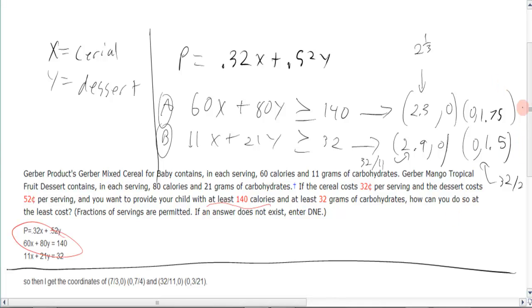All this stuff you see here is just me verifying that what you did is correct. I got the same thing you did, the same equations, and the same coordinates that you got. So then what I did is went over here and graphed them.